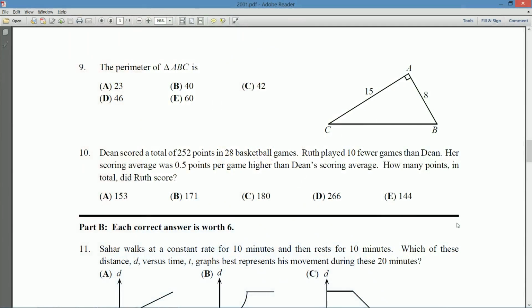So, with that in mind, let's take a look at question number 10. This is the last one worth 5 marks. Dean scored a total of 252 points in 28 basketball games. Ruth played 10 fewer games than Dean. Her scoring average was 0.5 points per game higher than Dean's scoring average. How many points in total did Ruth score? So we want Ruth's total point score. Well, let's give that a name.